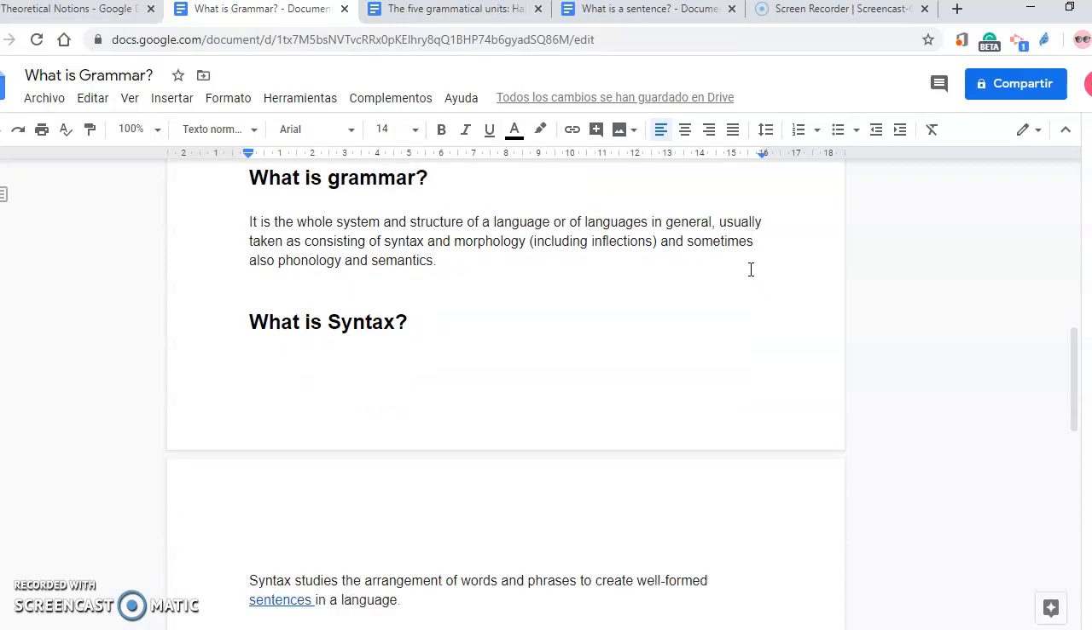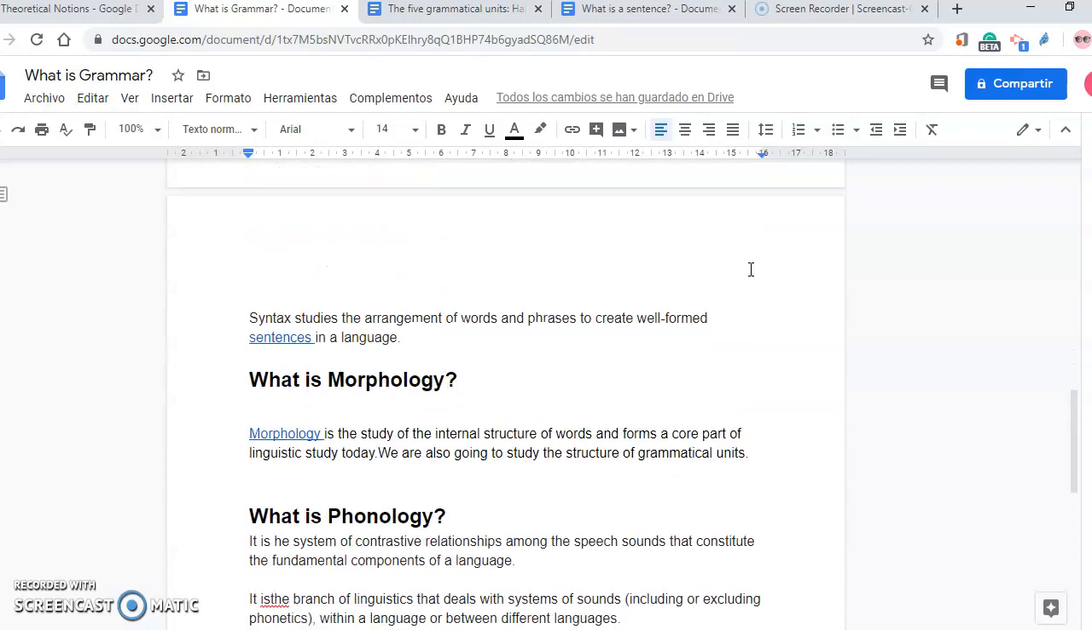More of that soon. What is syntax? Syntax studies how words are arranged in a sentence to create well-formed sentences in a language. Yes, how words are strung together at the same level. And so the limit of syntactic study is the sentence. We are not going to go beyond the sentence.